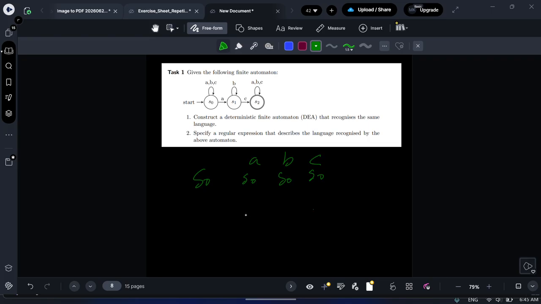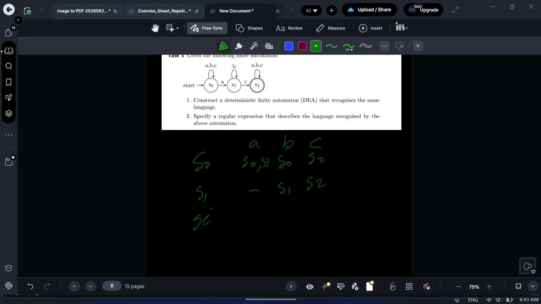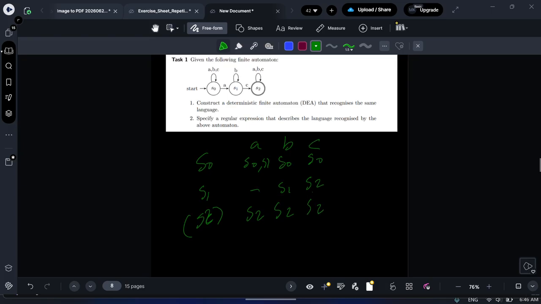Reads the A, goes on S1. So then S1 reads the A, does nothing. Reads the B, goes on S1. Reads the C, goes to S2. On S2, which is our accepting state, reads the A, stays on S2. Reads the B, stays on S2. Reads the C, stays on S2.